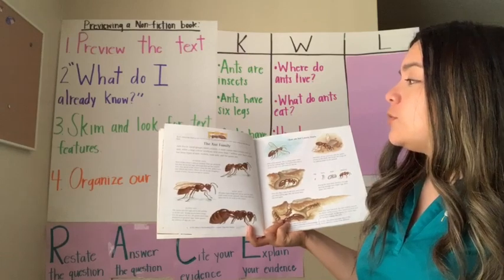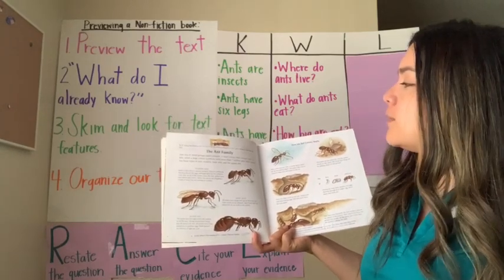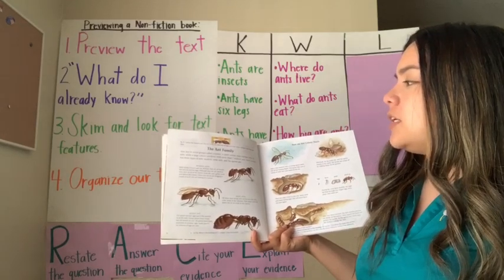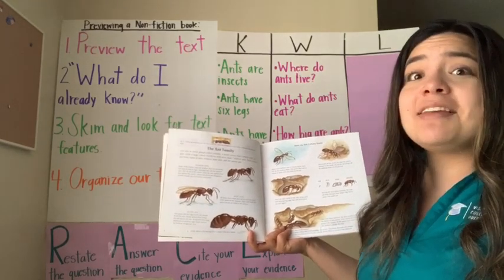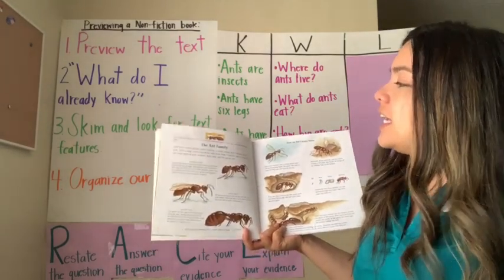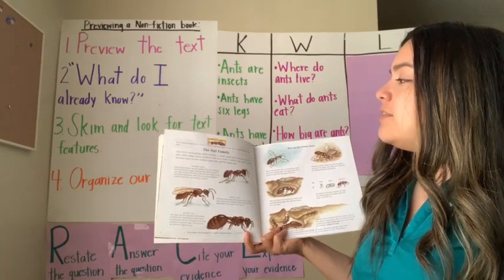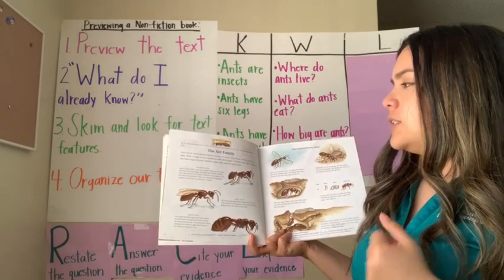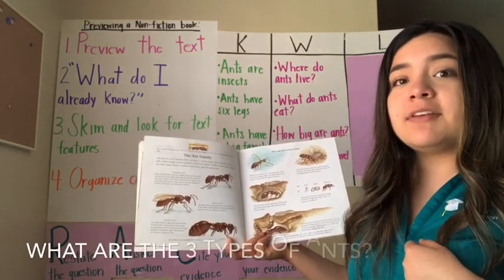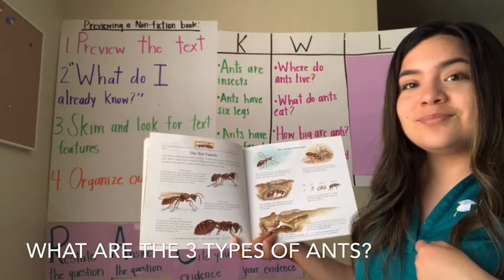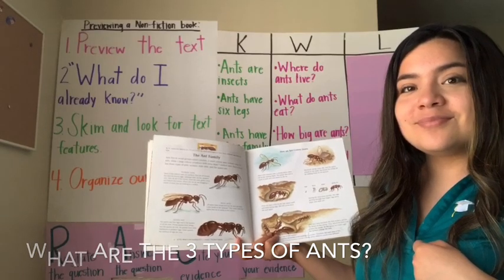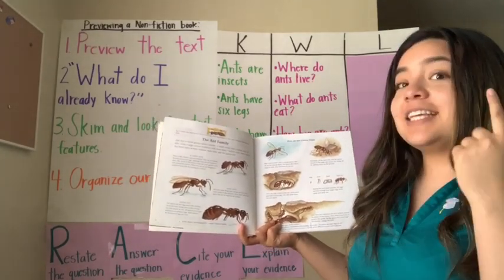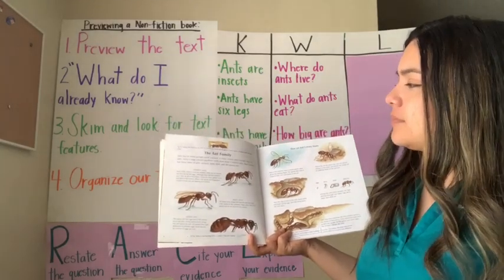Ants live in social groups called colonies. A small colony may contain only 12 ants, while a large colony overflows with more than 7 million ants. Each colony has 3 types of ants: workers, male ants, and the queen ant. What are the 3 types of ants? Yeah, workers, male ants, and the queen ant.